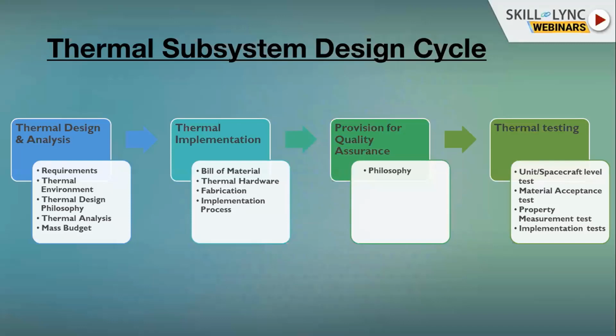The next part is the thermal implementation, where you have to define the bill of material based on your mass budget. Then what thermal hardware you have to procure if it is commercial off the shelf, what you have to fabricate, and you have to create the implementation process documents. Then come the features for quality assurance and quality control.